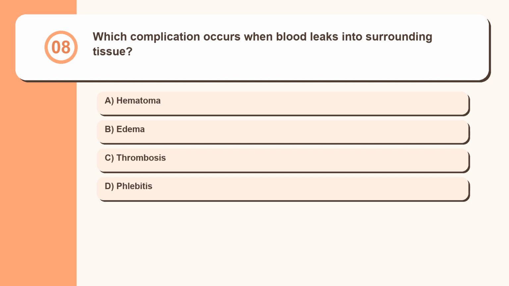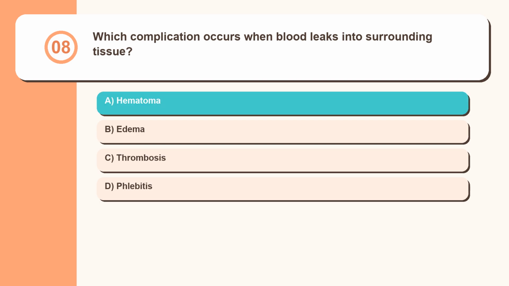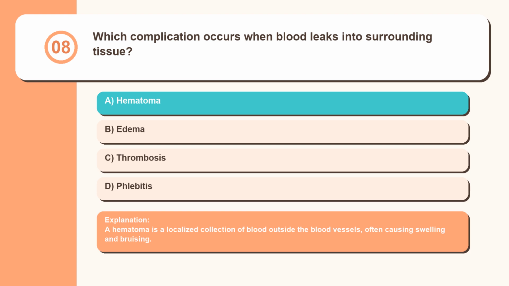Question 8. Which complication occurs when blood leaks into surrounding tissue? Hematoma, edema, thrombosis, phlebitis. A hematoma is a localized collection of blood outside the blood vessels, often causing swelling and bruising.